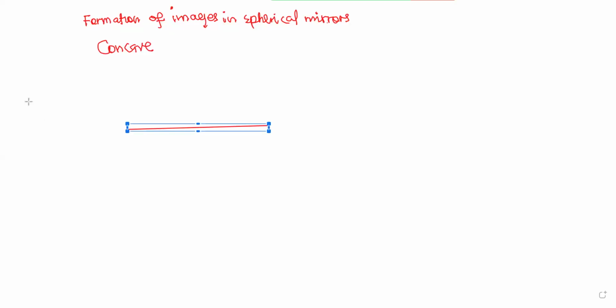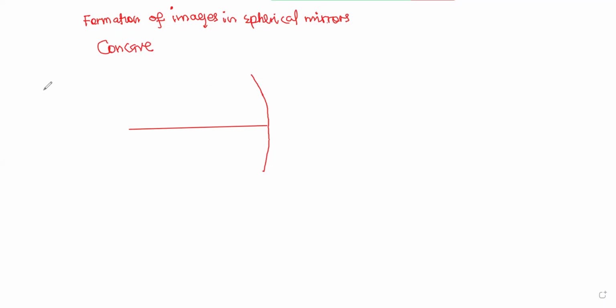A concave mirror produces about 95% real images. It is just in one instance where it forms a virtual image. So most images formed are real images.